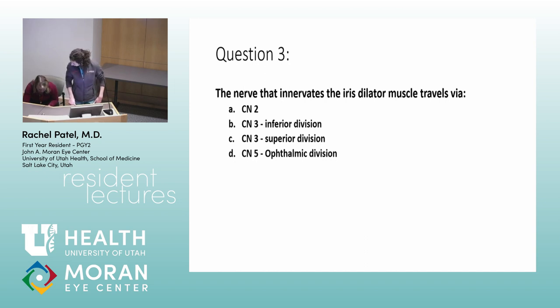Iris dilator muscle travels which way? There you go. It wasn't on. Okay. It didn't slip. Is it B? Excuse me.